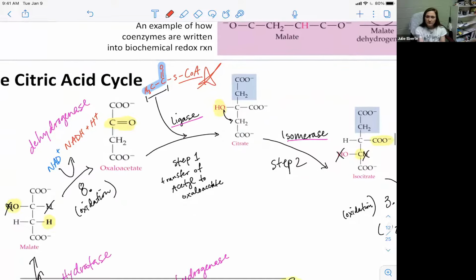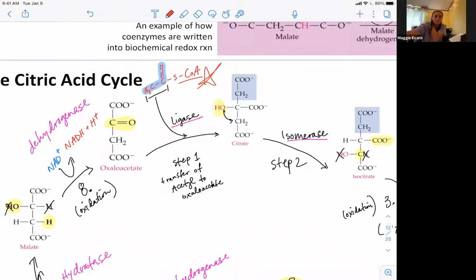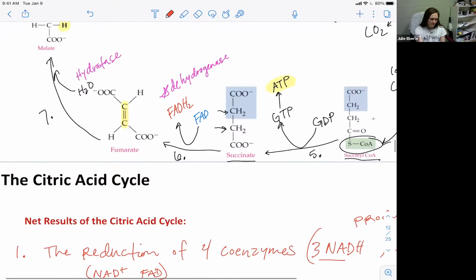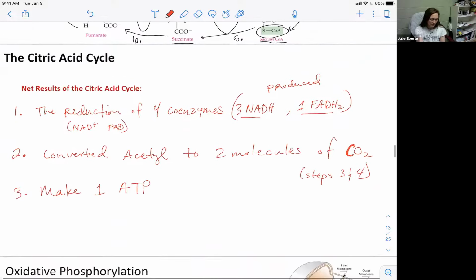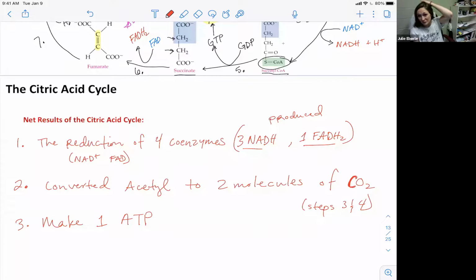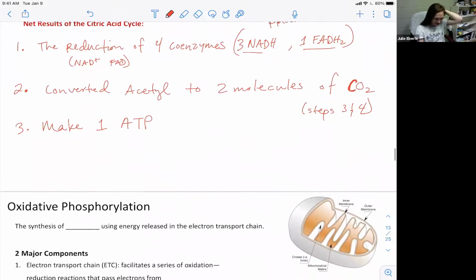Wait, so what's ligase again in the first step? The ligase is the kind of enzyme that catalyzes this reaction. Okay? It's some kind of ligase. All right, questions there? Any other questions? If not, we're about to move on to oxidative phosphorylation. I'm really excited.